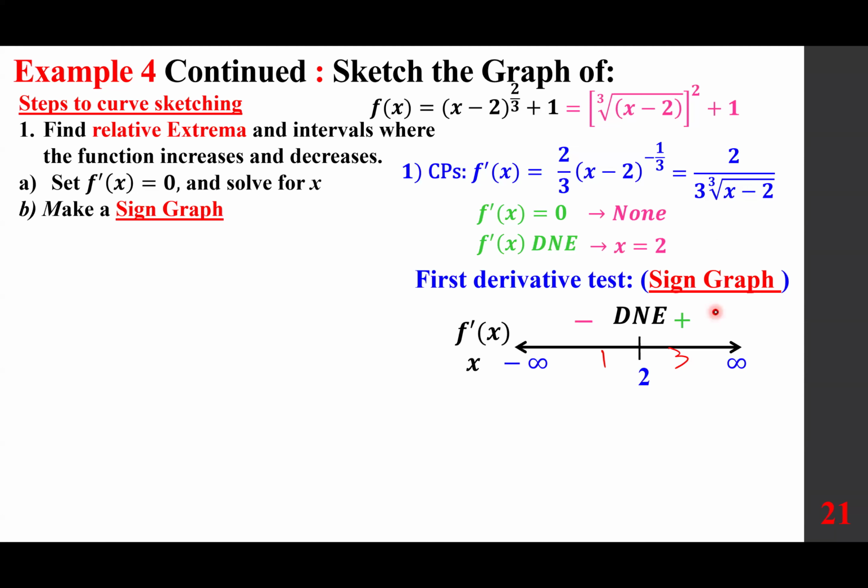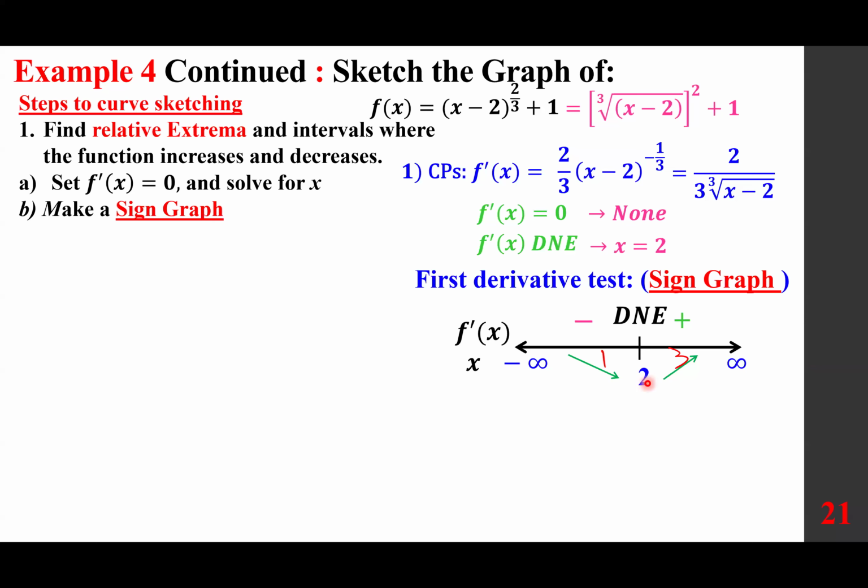let's throw in the arrows. Arrow down, arrow up. So decreasing from negative infinity to 2, increasing from 2 to infinity creates a local minimum at x equals 2. Nothing else, there's no local max.